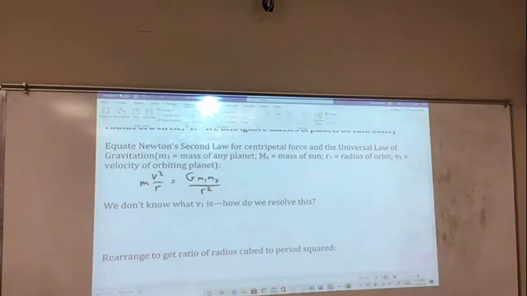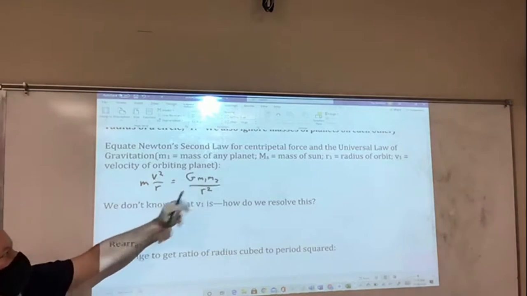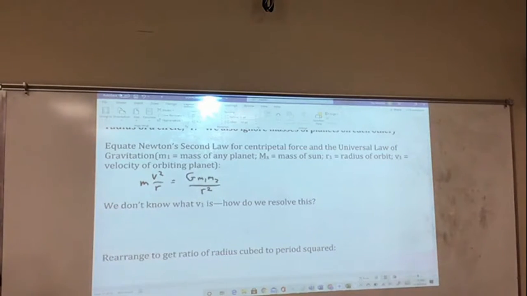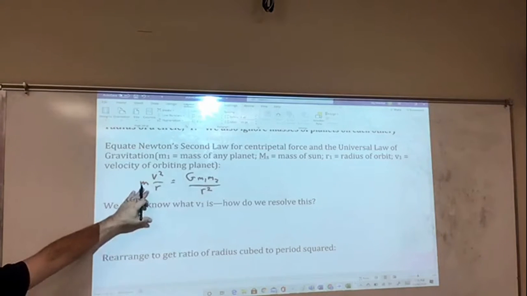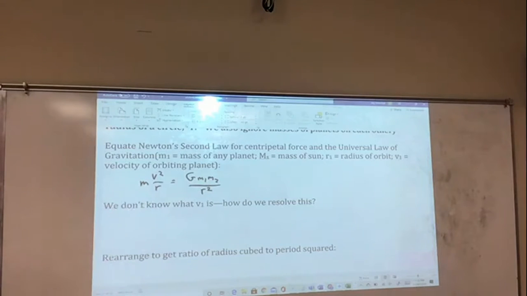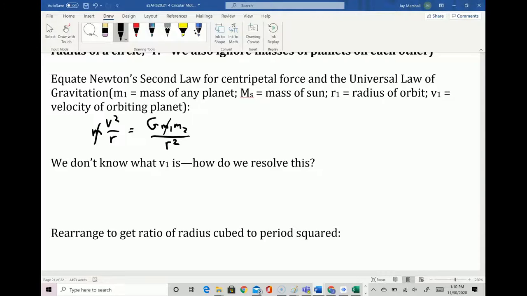Anyway, so we remember that one of these masses is the mass of something that's pulling, and the other is the mass of the thing that's being pulled on. This is the mass of the thing that's being pulled on. Okay, so that's going to cancel out with the mass of the thing being pulled on over here. And we're probably going to say that the thing that's doing the pulling is the mass of the sun.